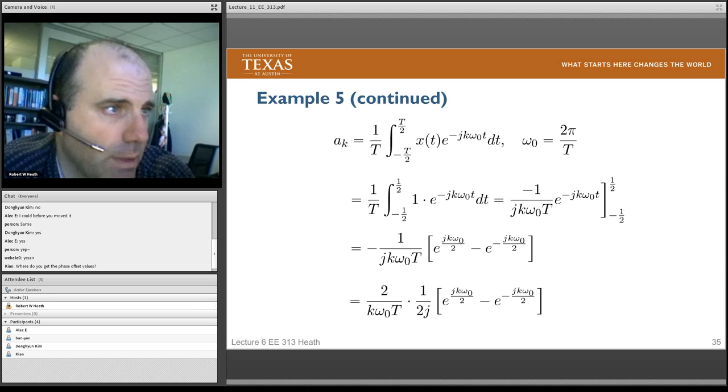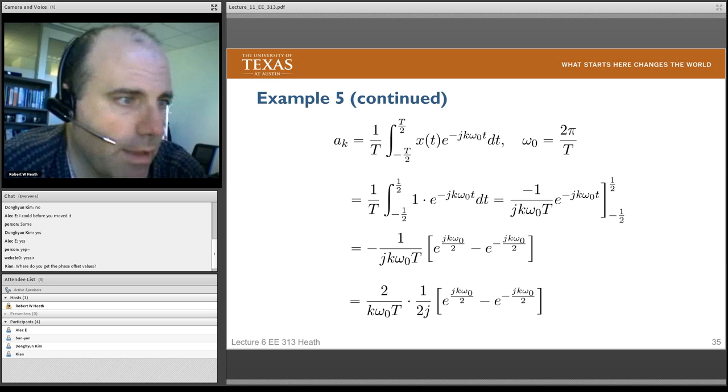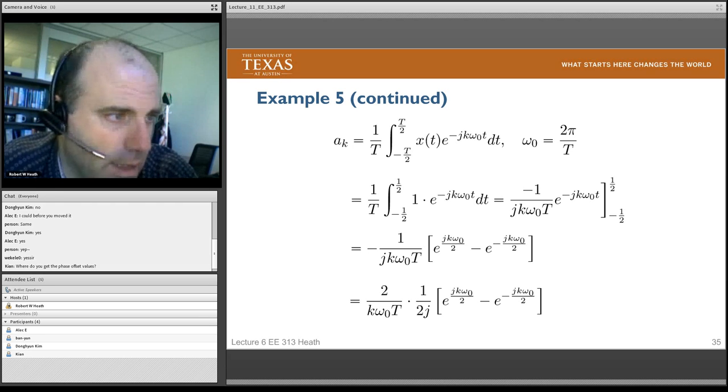So I plug in the formula here with omega naught equals 2 pi over T, and I integrate x of t. In that range, the signal value is 1 from minus 1 half to 1 half. And then using the integral of the exponential function, that's minus 1 over j k omega naught T, e to the minus j k omega naught t from minus 1 half to 1 half. Then plugging in, I get that same constant times e to the j k omega naught over 2 minus e to the minus j k omega naught over 2.